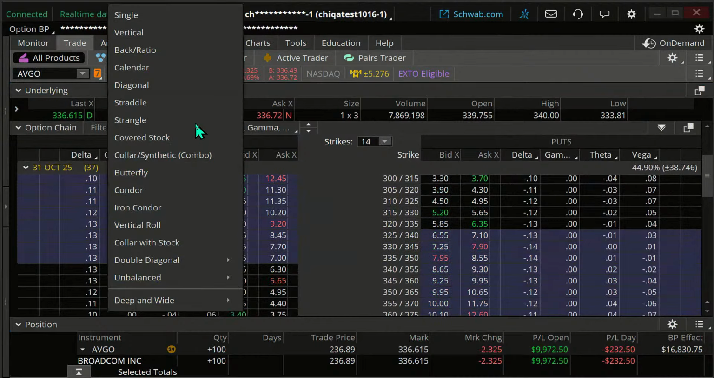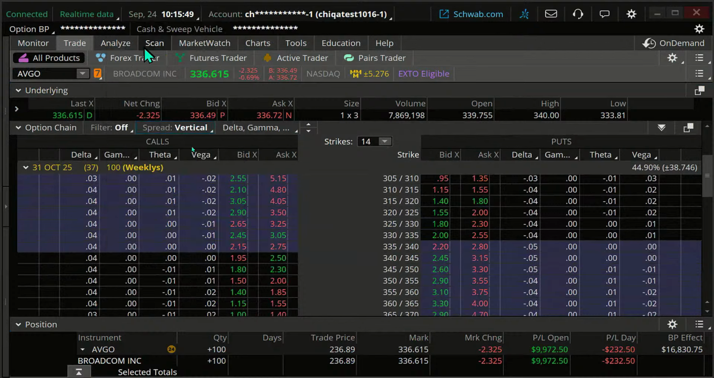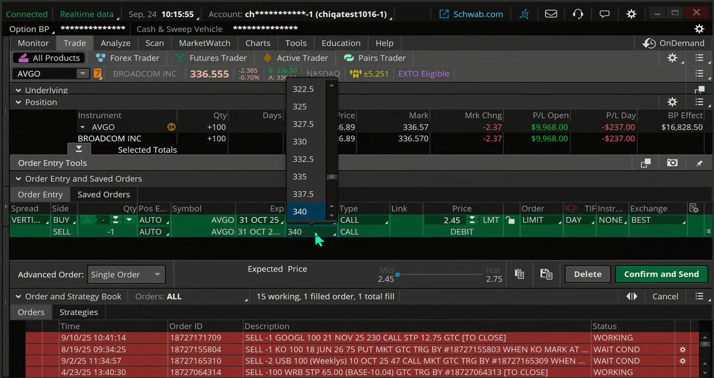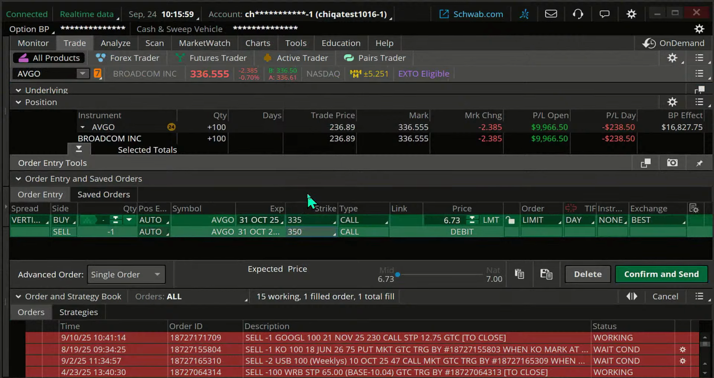But the reality is what I normally do, just because it's easy, normally I say, I'm going to just do, say, 335, 340. I'm going to say, I don't want 340. I want to give it a little more headroom up here. And I'm going to go to 350. Okay. And so there's my trade right there. That's my entry order on this.